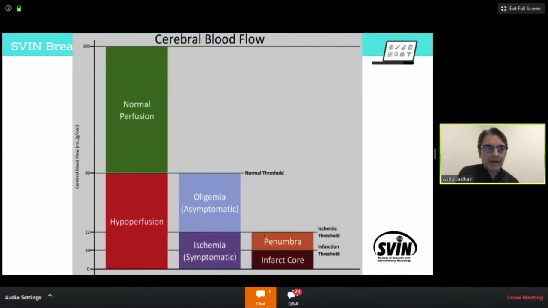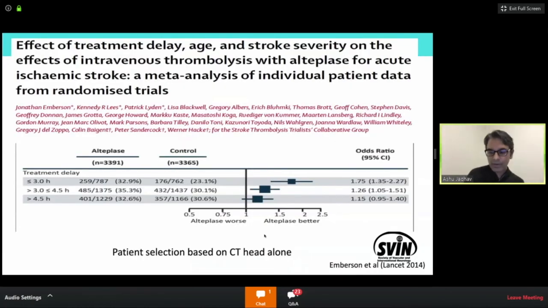So generally, there's adequate cerebral blood flow. You have normal perfusion. When there's a blockage, that blood flow decreases, and you have tissue that's now hypoperfused. A portion of that tissue is now symptomatically hypoperfused, or what we call ischemia, and then there's tissue that's also hypoperfused, but perhaps not causing symptoms, and we call that oligemia. And then ischemic tissue then can be further classified into this penumbra and infarct core. So that really is the basis for how we decide who benefits from reperfusion therapy.